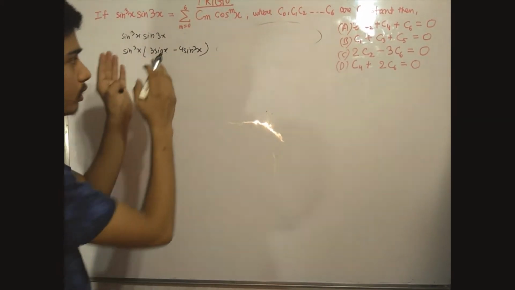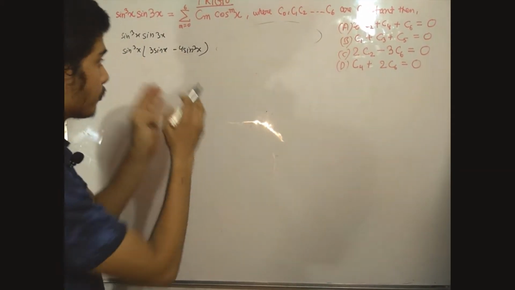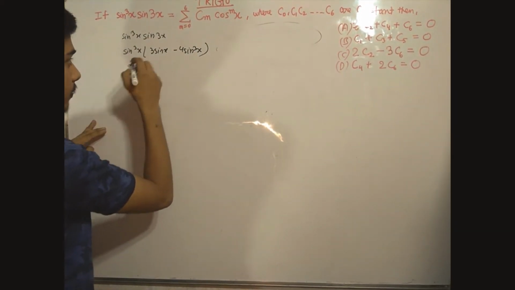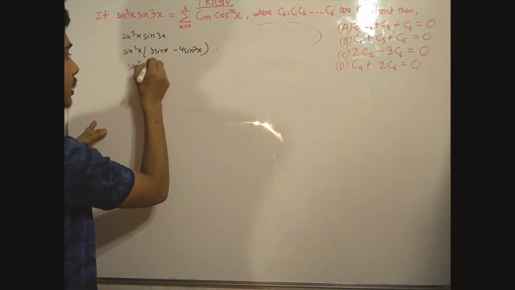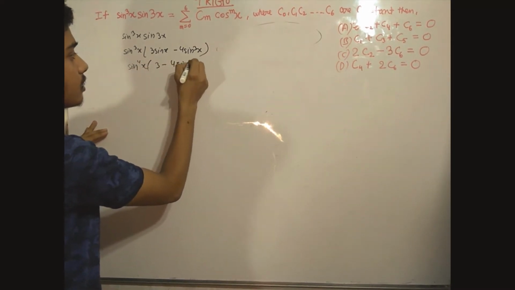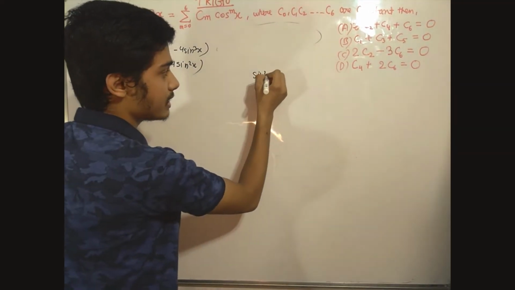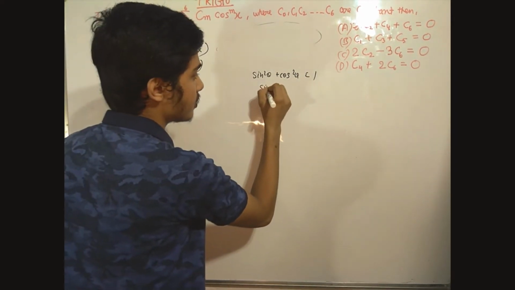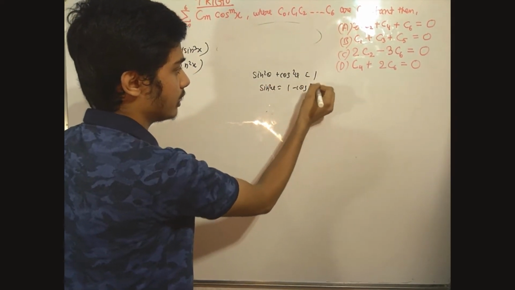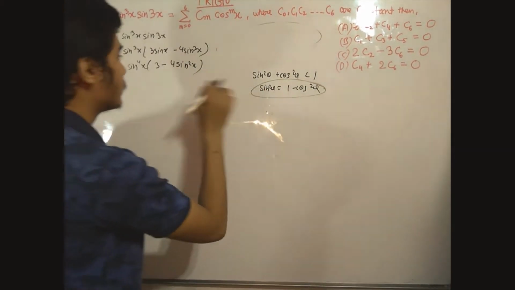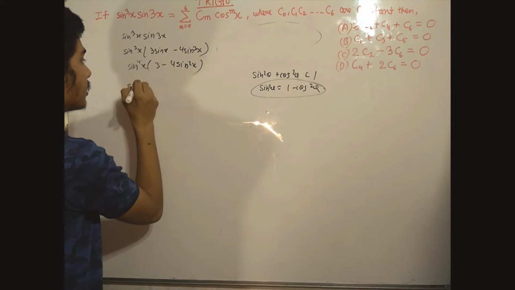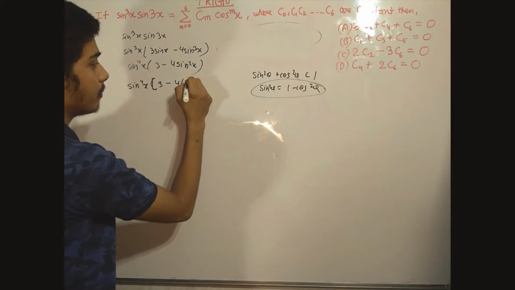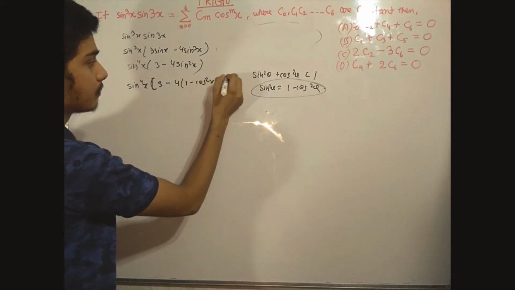Now we'll take common sin x from this bracket. After taking sin x common from this bracket, we will write sin to the power 4x multiplied by 3 minus 4 sin square x. We know the formula sin square theta plus cos square theta equals 1, and we can write it as sin square theta equals 1 minus cos square theta. Again we will apply this formula here in the bracket. Sin to the power 4x times 3 minus 4 multiplied by 1 minus cos square x.